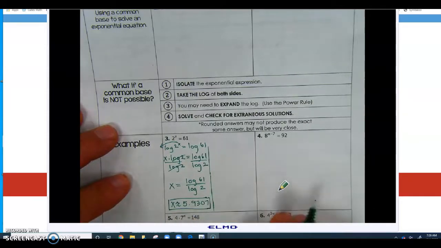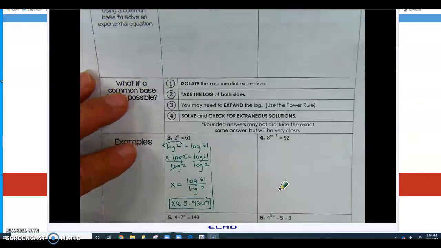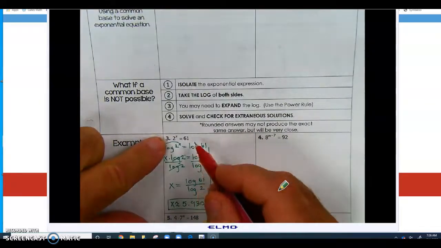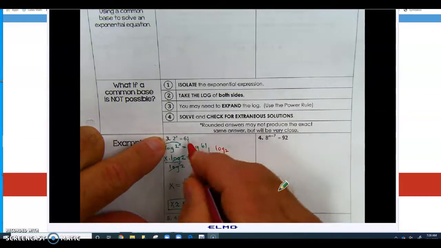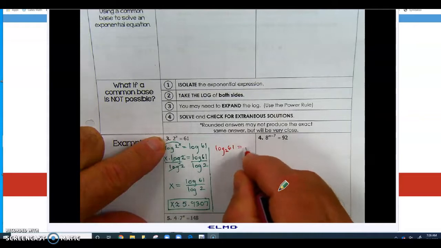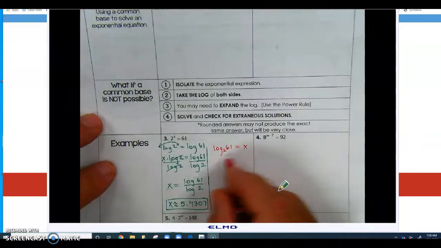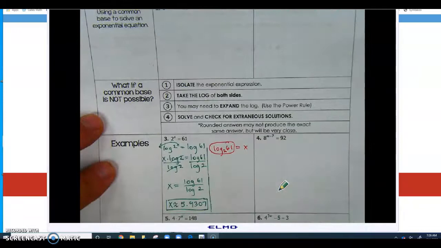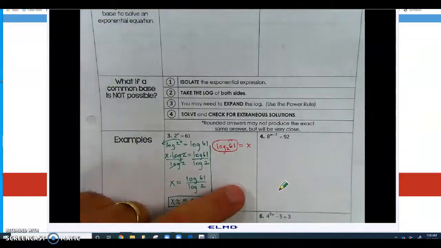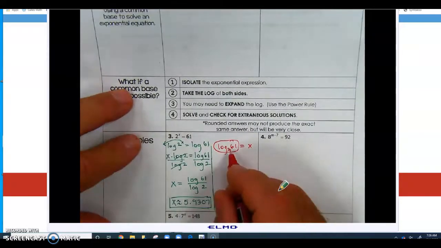Now, guys, I also think it's just as easy to convert this to logarithmic form. So we just go log base 2 of 61 equals x. To me, that's the easiest way to do this problem. And then I just type log base 2 of 61 into my calculator. And I get the same answer.